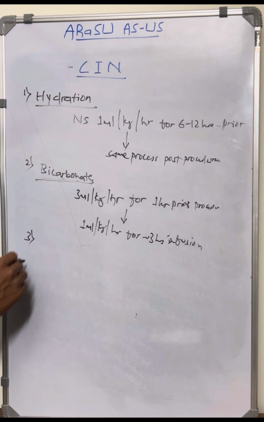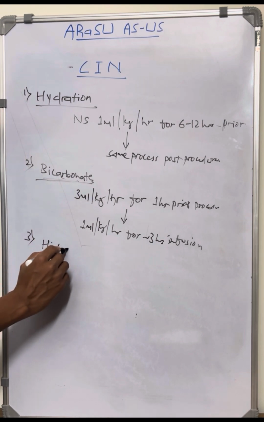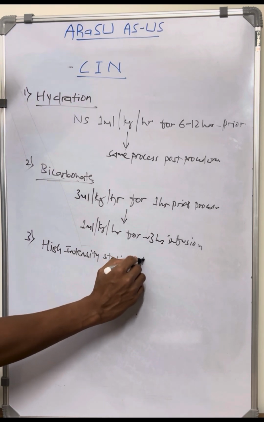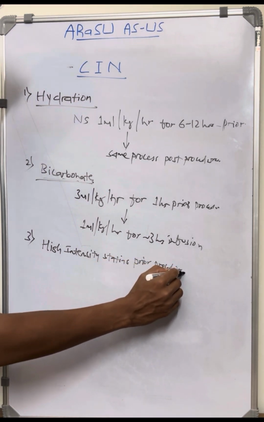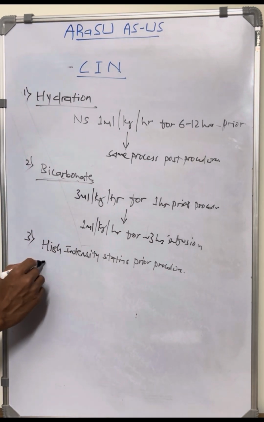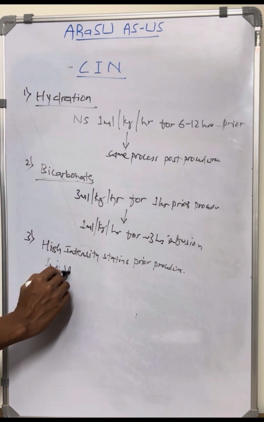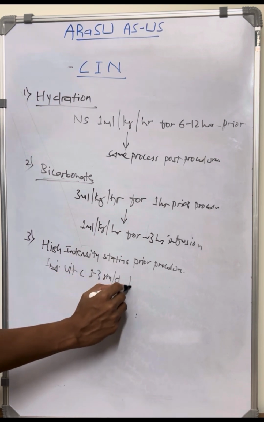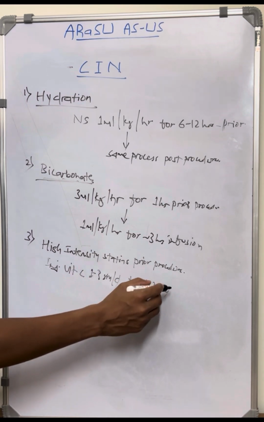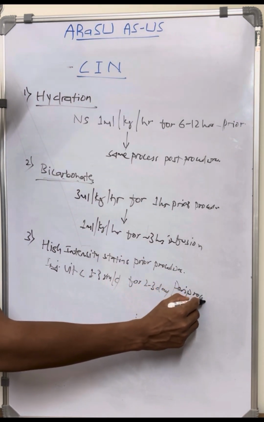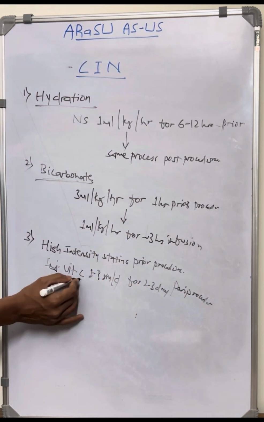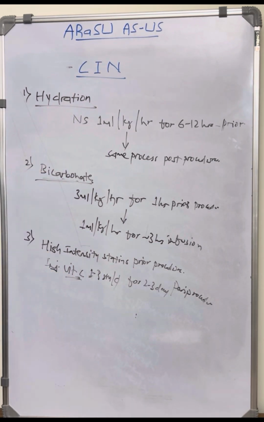We can try some other medications such as high intensity statins prior to the procedure. This one can be utilized, and we can use injection vitamin C, about 1 to 3 grams per day for some 2 to 3 days peri-procedure. That is, some 1 or 2 days prior and 1 or 2 days post procedure, we can utilize injection vitamin C also. So these are some management things when it comes to contrast-induced nephropathy.